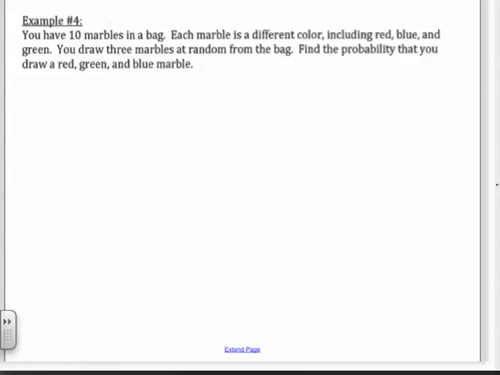Now let me ask you something. You're drawing 3 of them, and you want a red, green, and a blue. Does it matter what order you get the red, green, or blue? No. So is this permutation or is it combination, Justin? Combination. Combinations, everybody. Good.